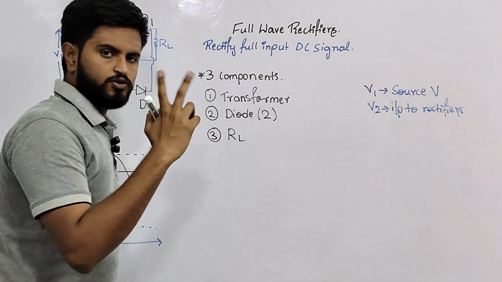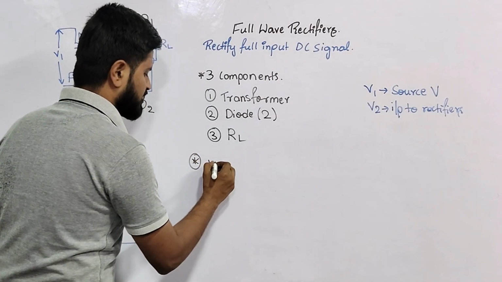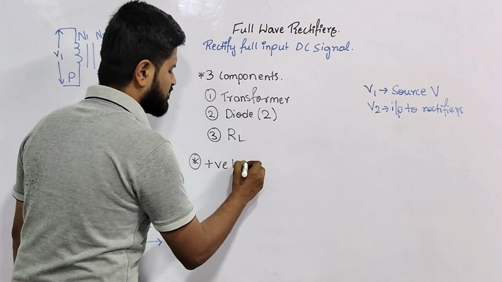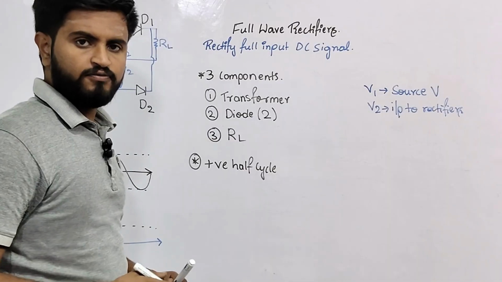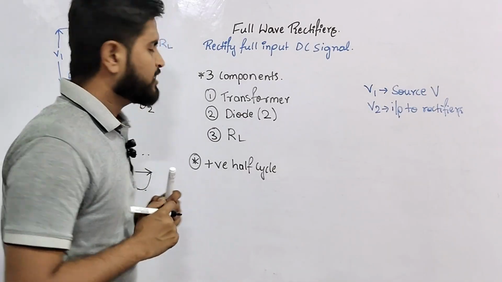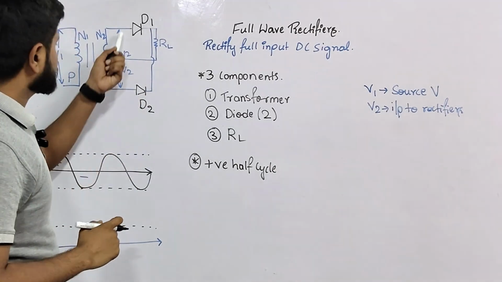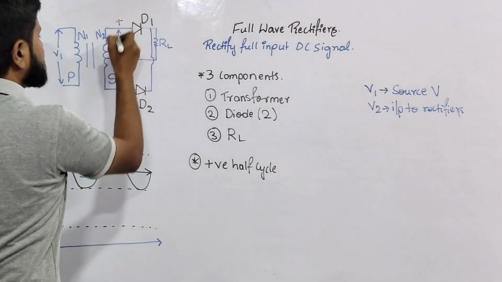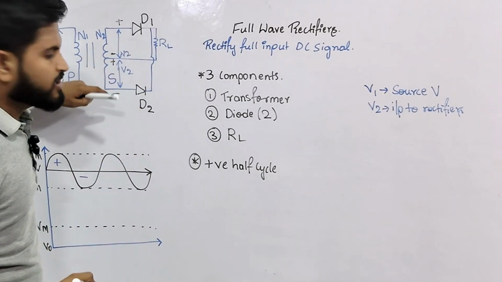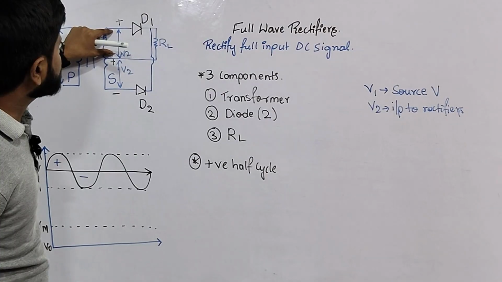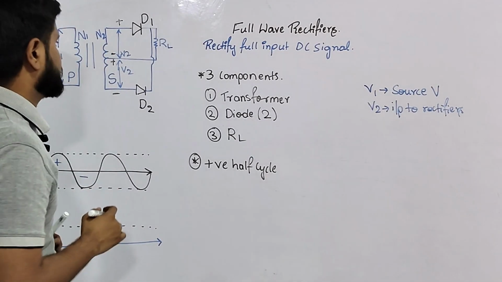It will work in two conditions. The first condition is the positive half cycle. When the full wave rectifier is in the positive half cycle, the polarity across V2, that is at the secondary coil, will be plus, minus, plus, minus. Why did I write it two times? Because I have split V2 into two parts. Plus, minus, like that you must write.